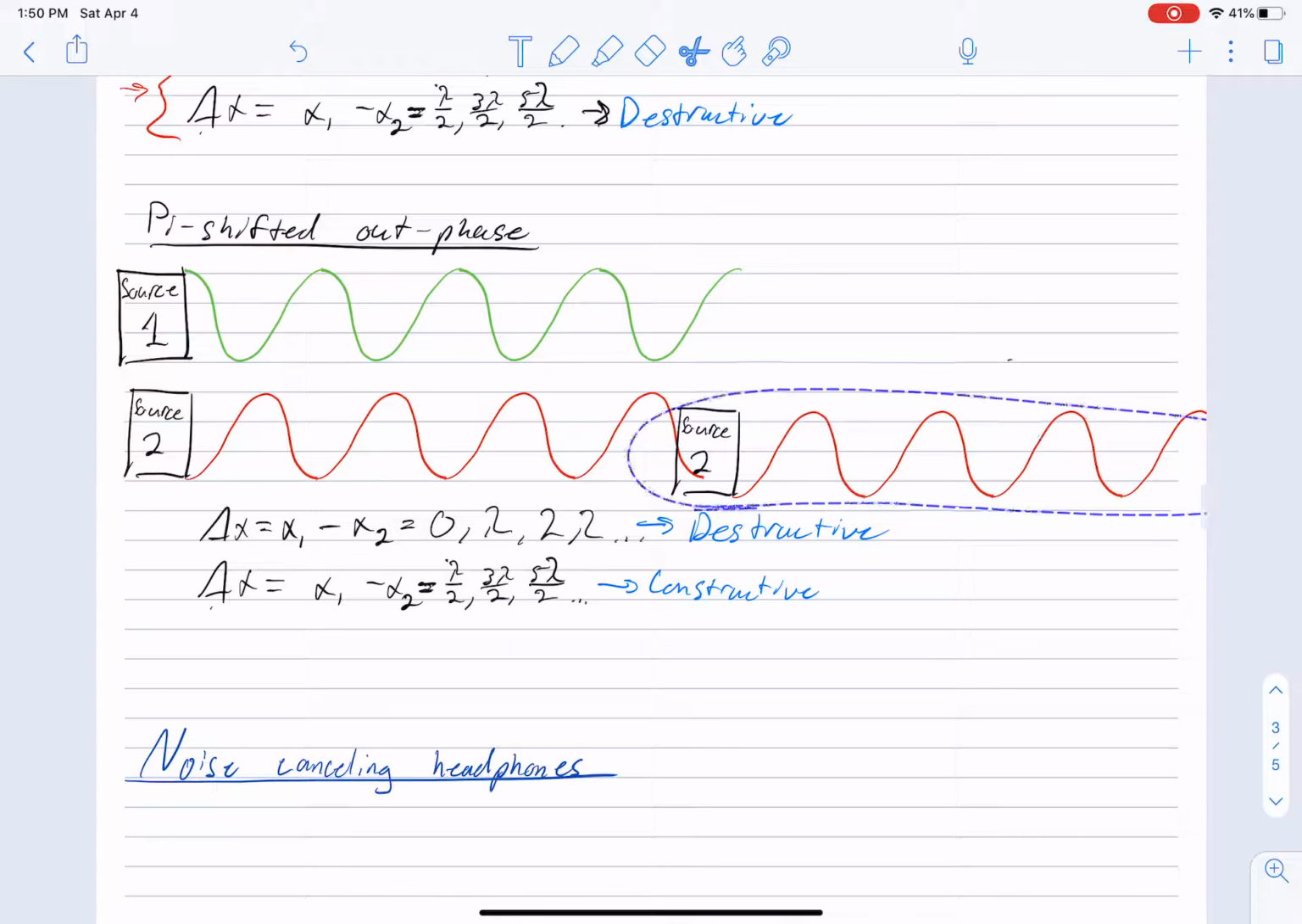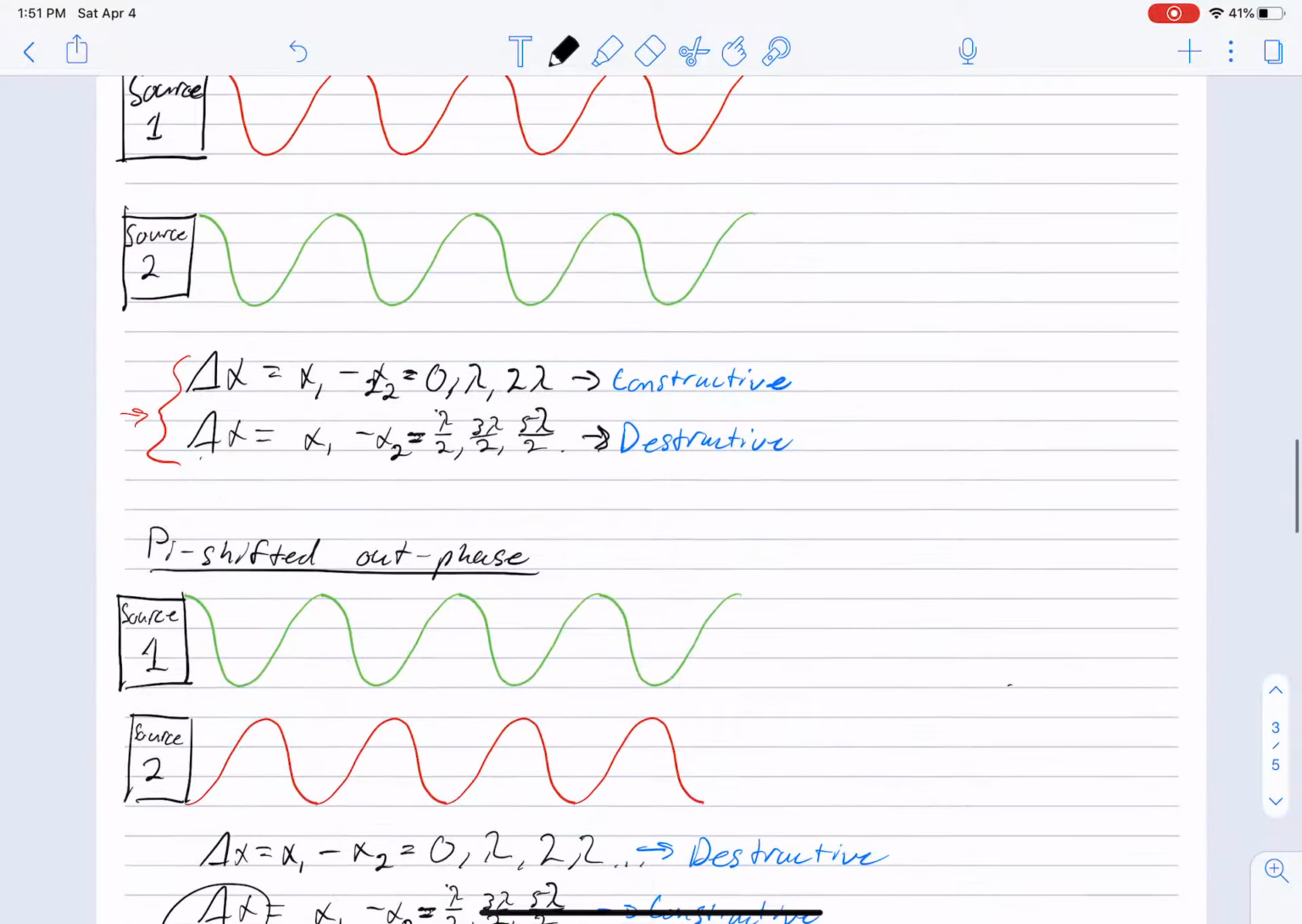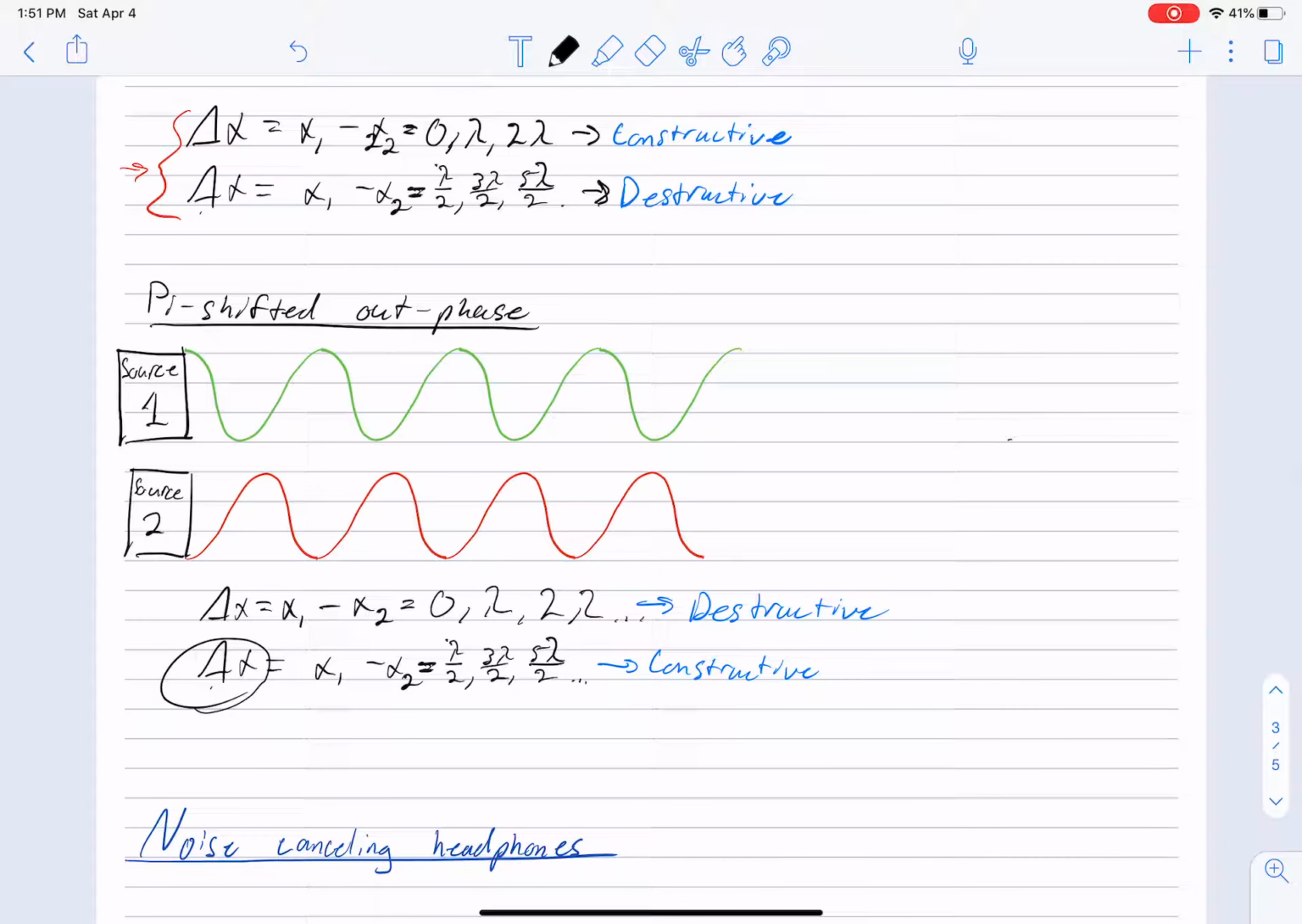And so we can see it right here. As you increase it by half, and then 3/2 lambda, 5/2 lambda is constructive. So it's literally the exact opposite from in phase, right? In phase is constructive as you increase by whole integers, and then in phase is destructive when you increase by half an integer, and then you continue to increase by a whole wavelength after that, keeping it at the half wavelength point. And then the opposite is true for the out of phase.